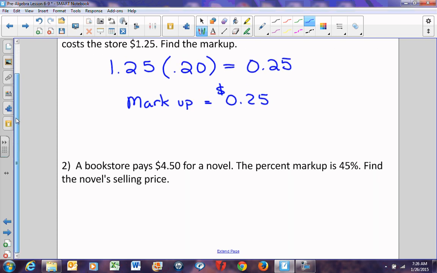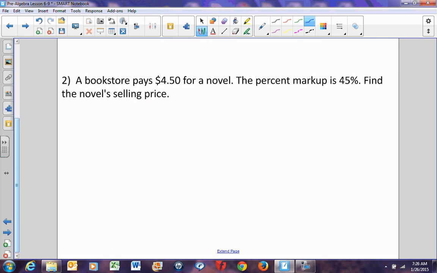All right, let's take a look at problem number 2. A bookstore pays $4.50 for a novel. The percent markup is 45%. Find the novel's selling price. Now, here we want the selling price. In order to find the selling price, first we have to find out how much they marked the book up. Then we have to add that to the price they paid for it. Okay? So selling price is going to be the cost plus the markup. Okay? Cost plus markup equals selling price.